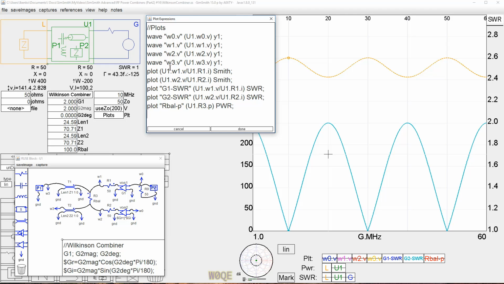I can plot the waveforms at W0, W1, W2, and W3 if I wish. And I can look at the power in the balance resistor.